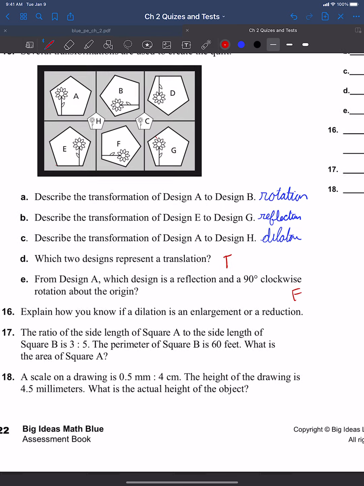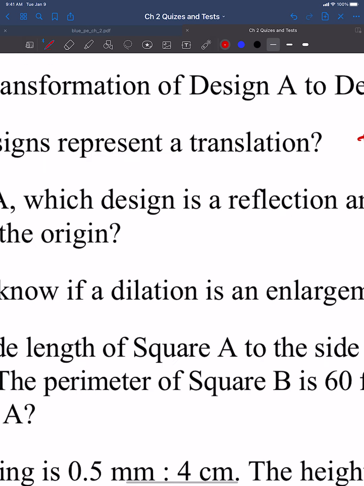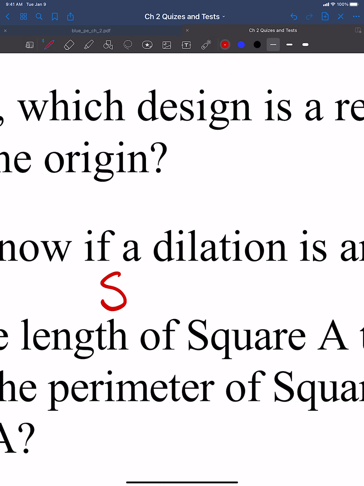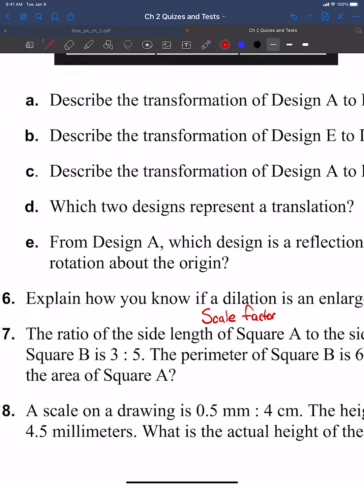Okay. 16? Explain how you know if a dilation is an enlargement versus a reduction. Oh, if it's multiplied by a whole number, it's growing. If it's multiplied by a fraction, it's shrinking. There you go. What do we call those things that are being multiplied? Scale factor. So if this one was on the test, I would want you to use the word scale factor. I'd say, if the scale factor is a whole number, my shape will be enlarging. If my scale factor is a fraction, it'll be a reduction. Okay? Use your big math words.